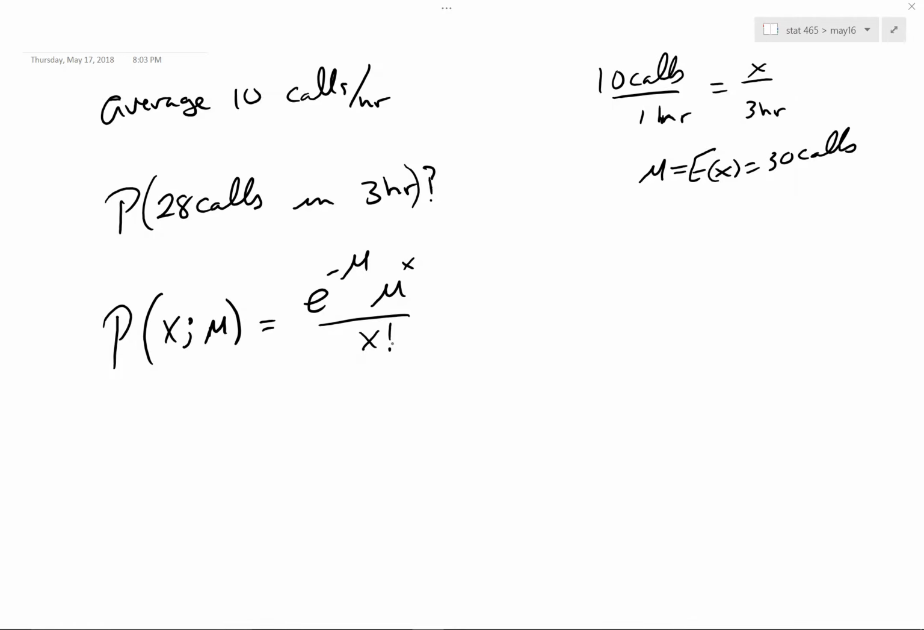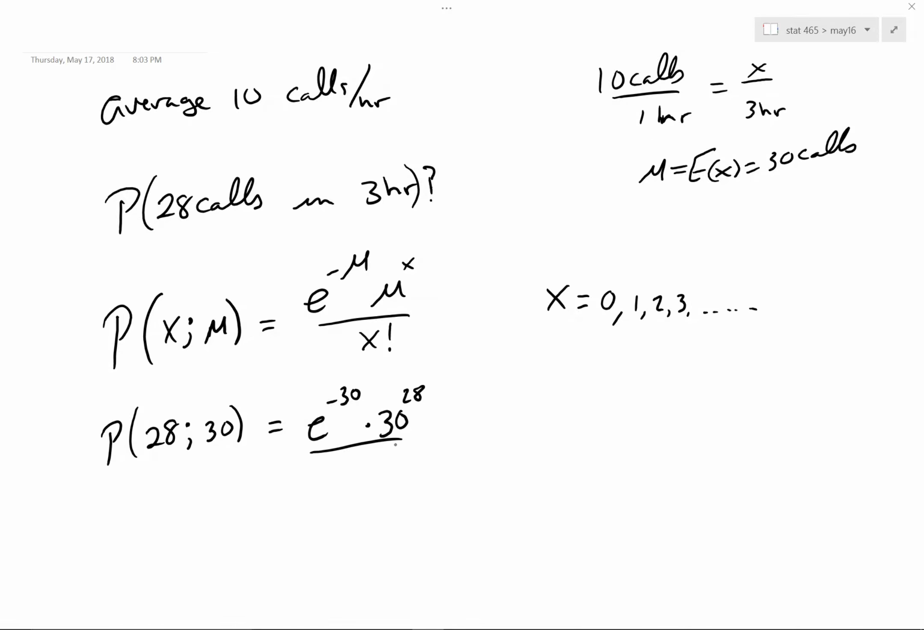Just like that. And so here's the game. X is the number of things that can occur. It could be 0. You could have 0 calls, 1 call, 2 calls, 3 calls, forever. Again, it's a discrete distribution. Now, in this situation, what I'm saying is, what's the probability I get 28, seeing as I was expecting 30? Well, it would be e to the minus 30 times 30 to the 28th power over 28 factorial.